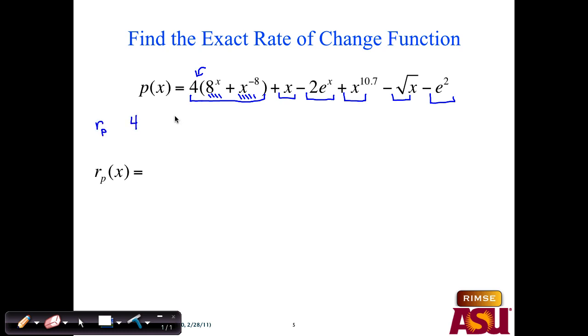But rate of change for this, whatever notation you want to use. What is the derivative of 8 to the x power? 8 to the x times natural log of 8, right? So this is our exponential function rule. Natural log of 8. And then the derivative of x to the negative 8th power. That uses power rule.